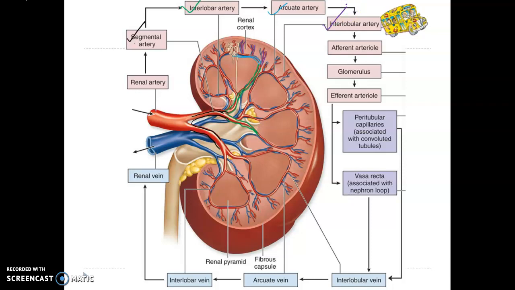So let's review. We have the renal artery. The renal artery branches to form 4 to 5 segmental arteries. The segmental arteries form interlobar arteries. The interlobar arteries then make an arc to form arcuate arteries. From the arcuate arteries, we have interlobular arteries radiating into the cortex.